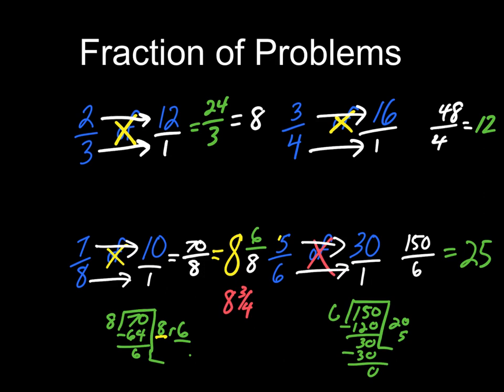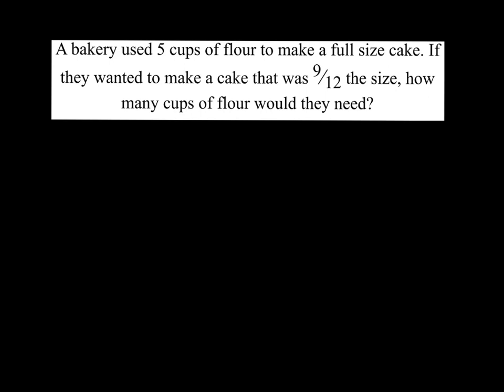We can just put a 1 under our whole number, multiply straight across, and simplify or convert from an improper to a mixed as necessary. Now let's take a look at a couple word problems. Our first word problem reads, a bakery used 5 cups of flour to make a full-size cake. If they wanted to make a cake that was 9/12 the size, how many cups of flour would they need?